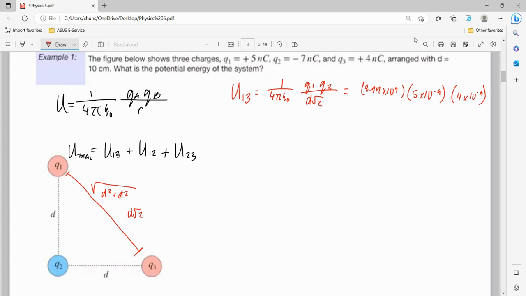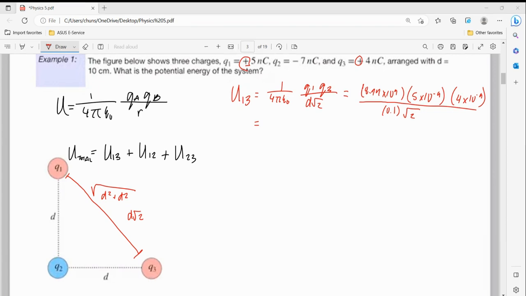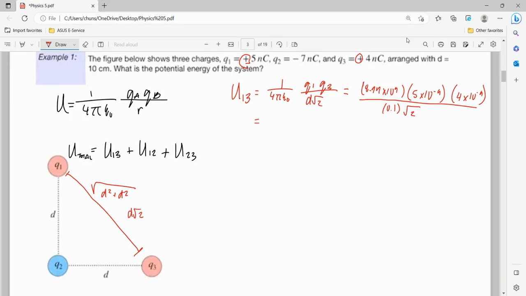Already you can see this is going to be a positive value for our U because we have 2 positive charges to work with. And this separation of d is 0.1 meters times root 2, and this is equal to positive 1.27 microjoules. Units in joules because it's energy. And now let's do the energy of 1 and 2.